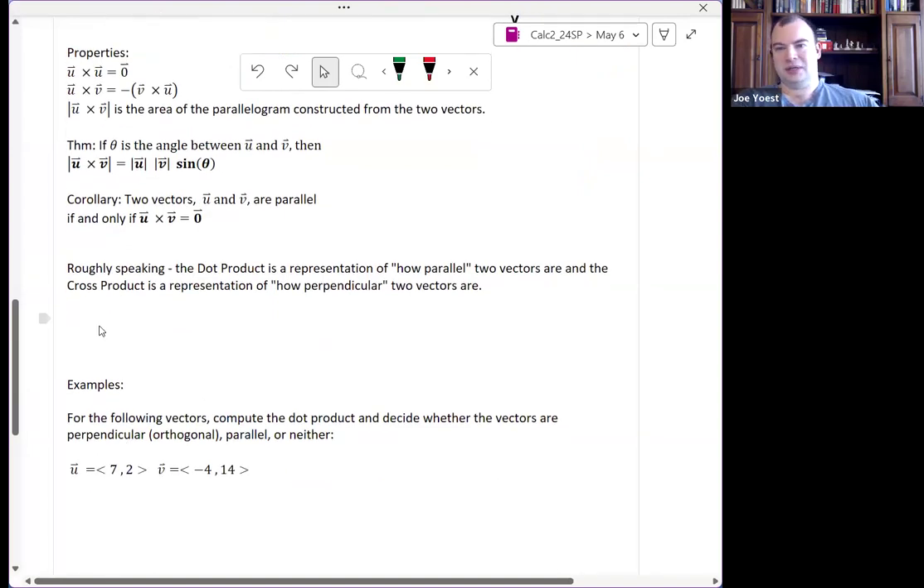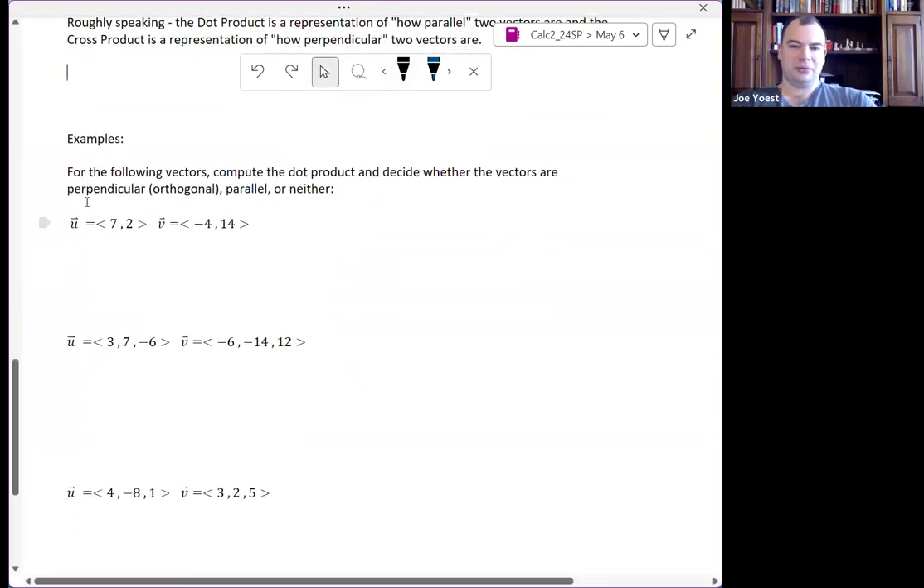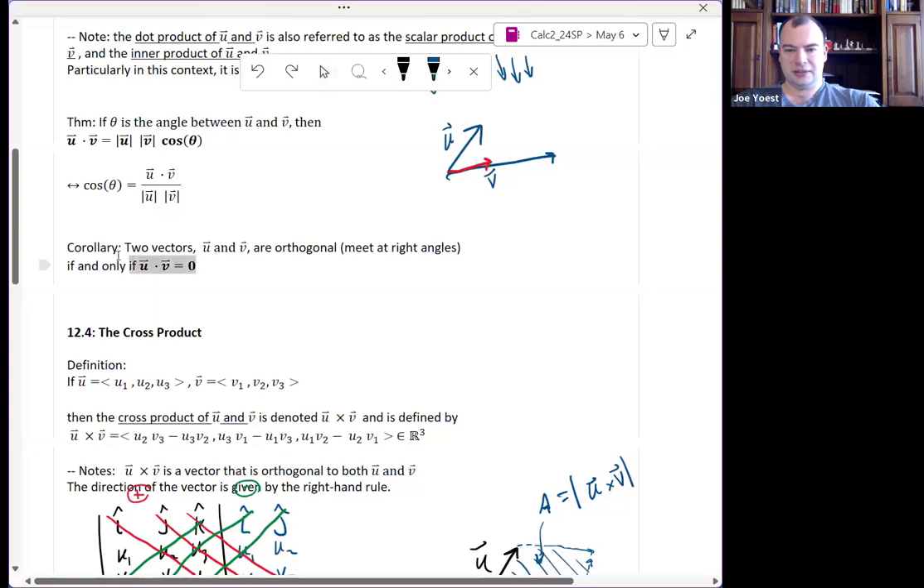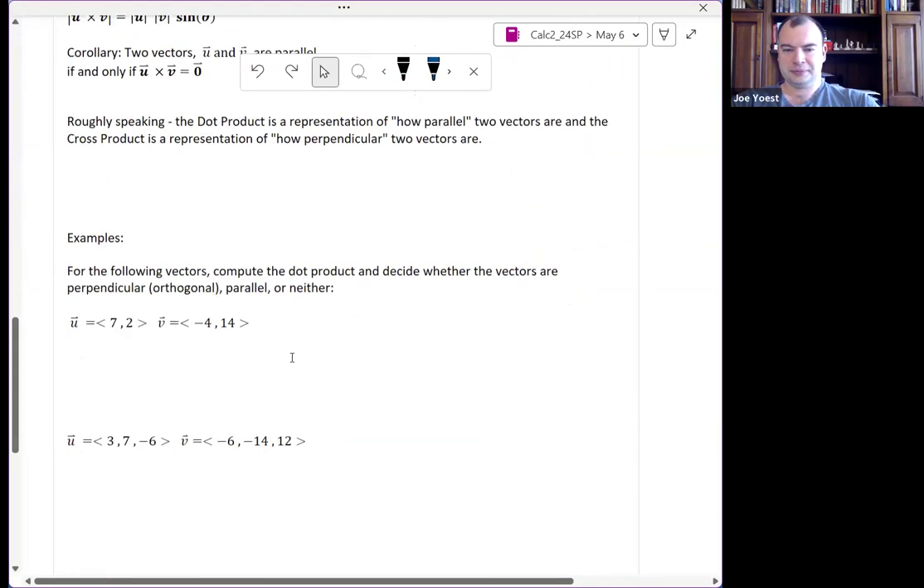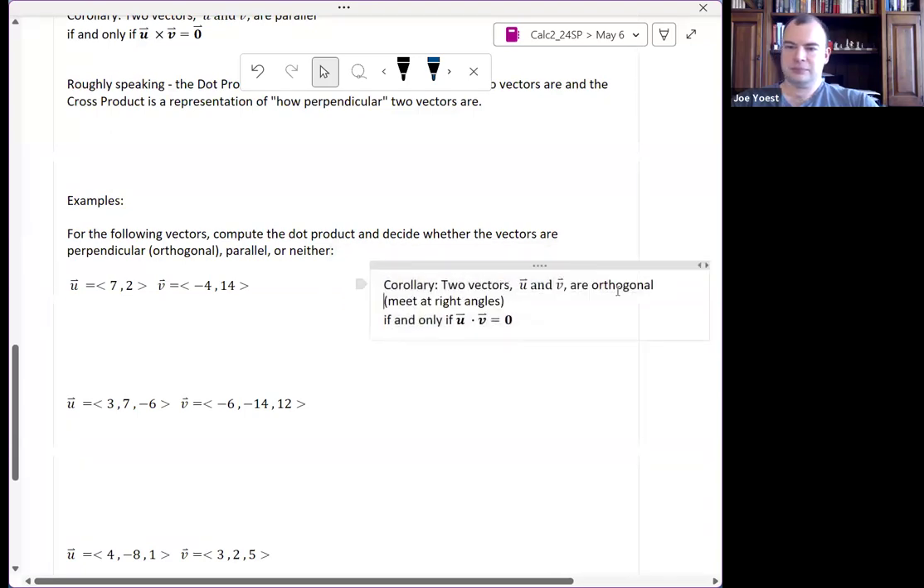Okay, so let's do a couple of calculation-based examples. Here we have three examples, and for these three vectors, we want to compute the dot product and decide whether the vectors are perpendicular, orthogonal, parallel, or neither. And remember, I'll just copy it down here. So remember, for orthogonal, we're looking for whether the dot product is zero. So u dot v.